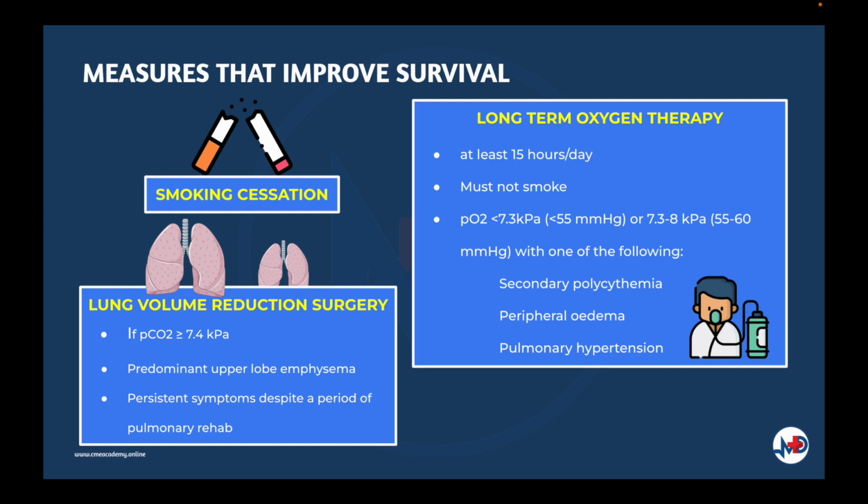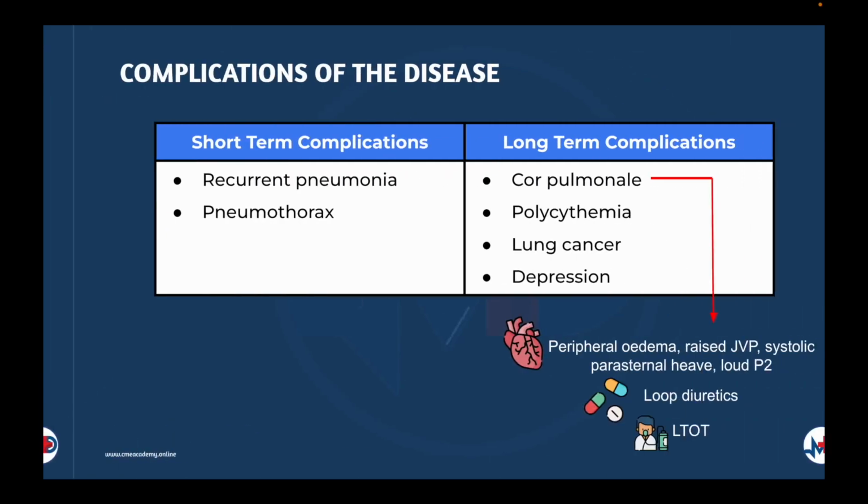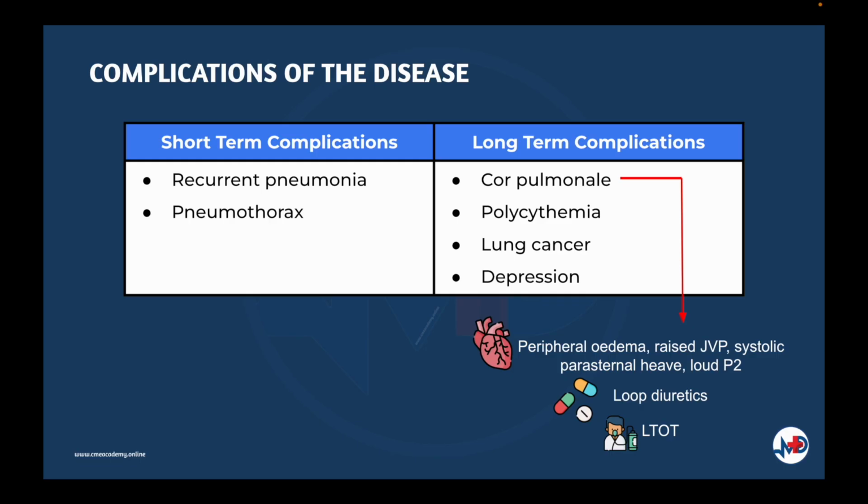Next would be lung volume reduction surgery, which is done in selected patients: if the partial pressure of carbon dioxide is 7.4 and above, if there is severe limitation of exercise capacity despite maximal therapy, if the predominant upper lobe is emphysematous, and if there are persistent symptoms despite a period of pulmonary rehabilitation. The short-term complications of COPD include recurrent pneumonia and pneumothorax. The long-term complications are cor pulmonale, polycythemia, lung cancer, and this may also lead to depression.